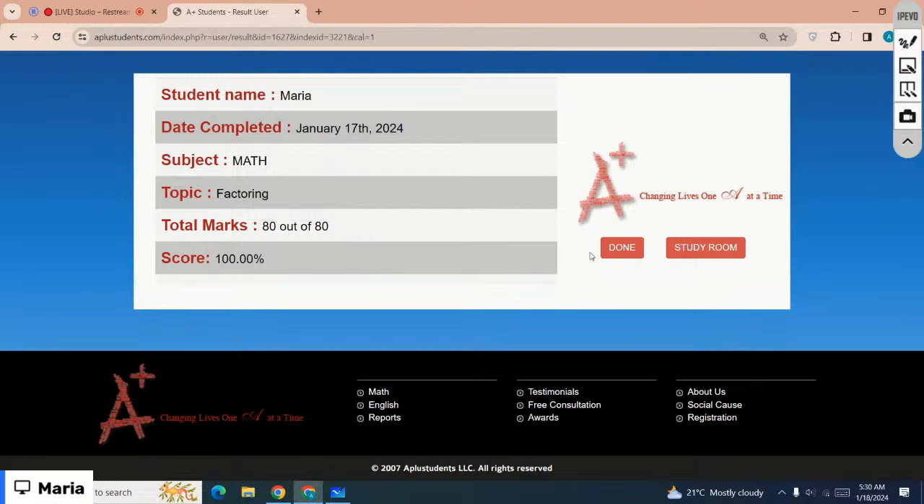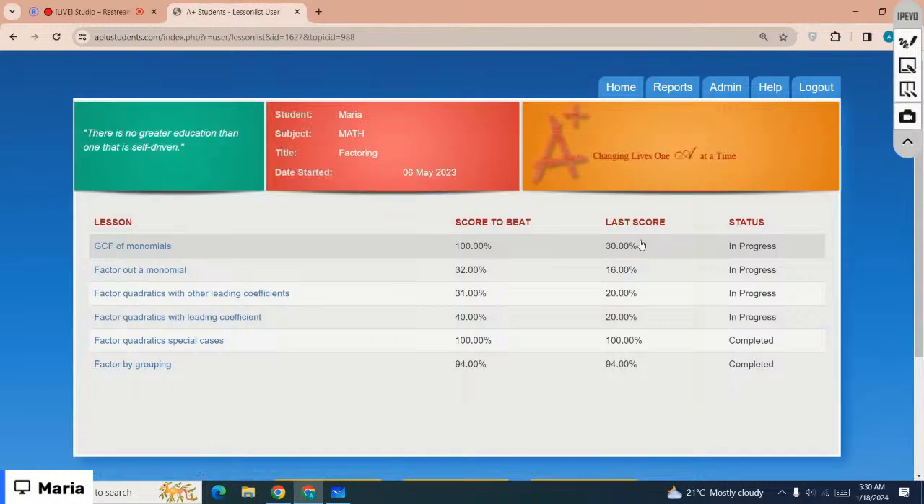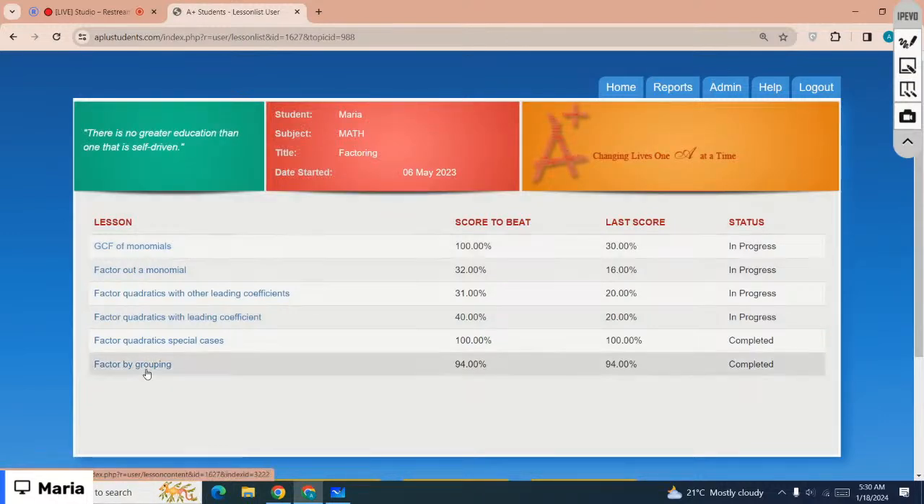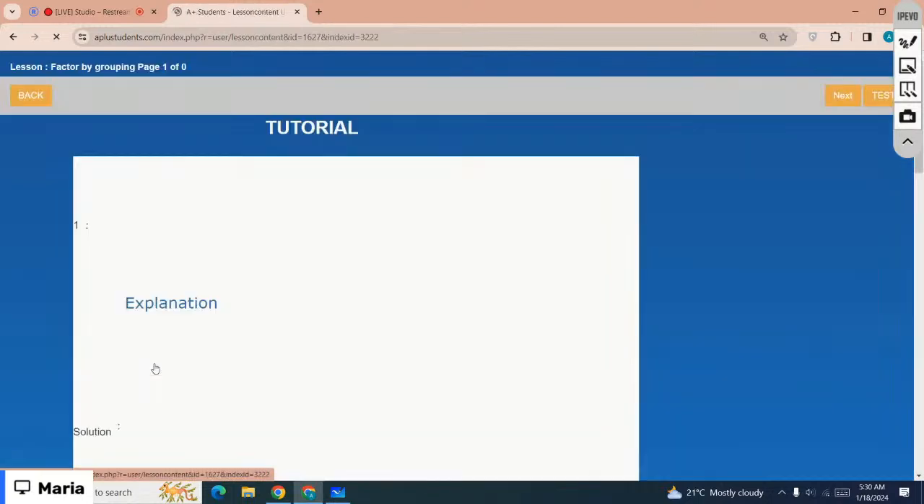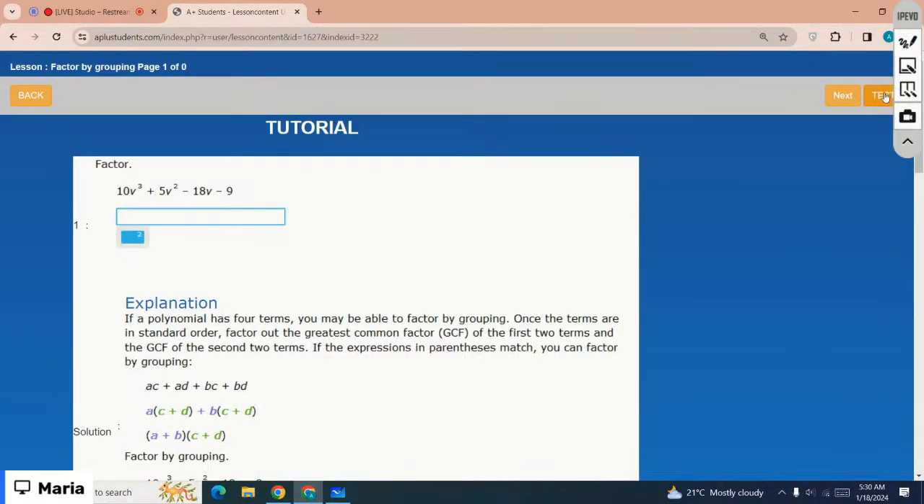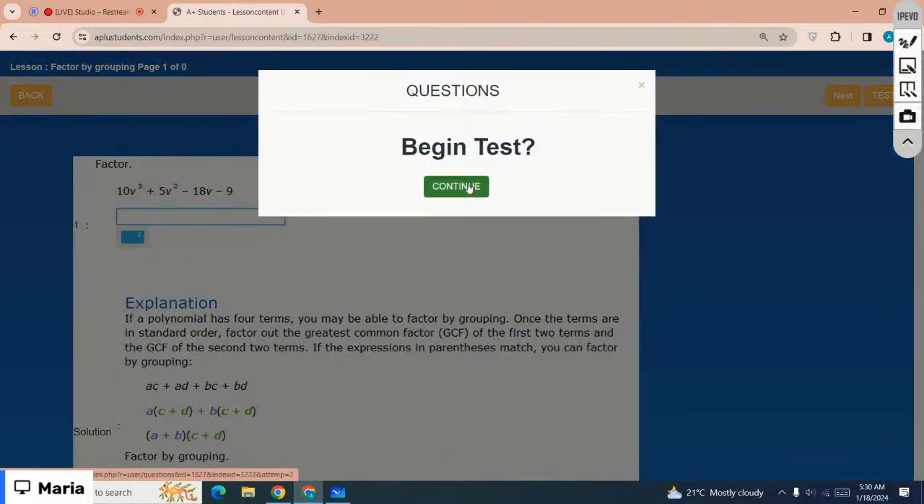Okay, we are done with the lesson. Let's just move on to the next lesson. The next lesson is factor by grouping. So we're going to learn how to factor by making groups. Let's just start with the test questions.